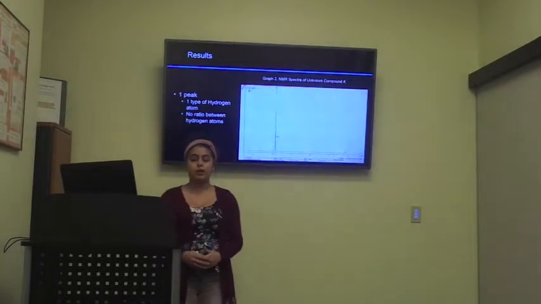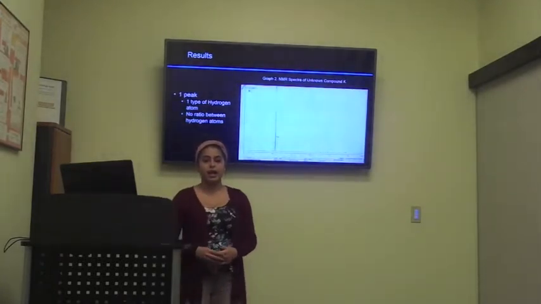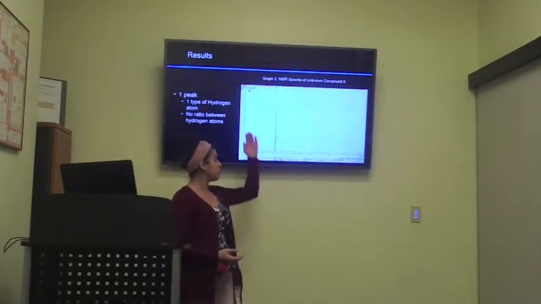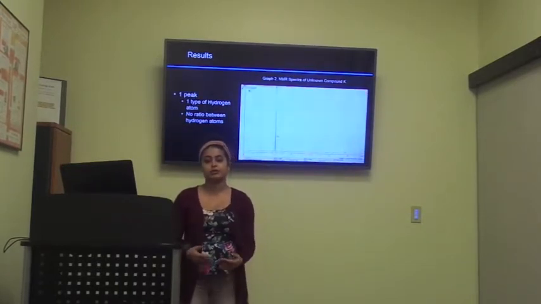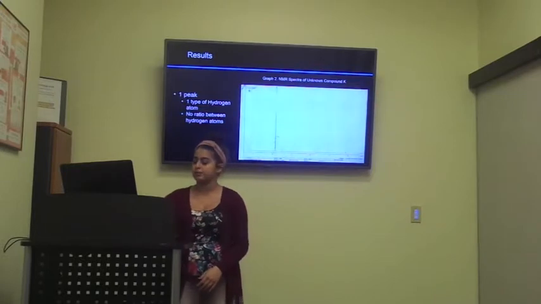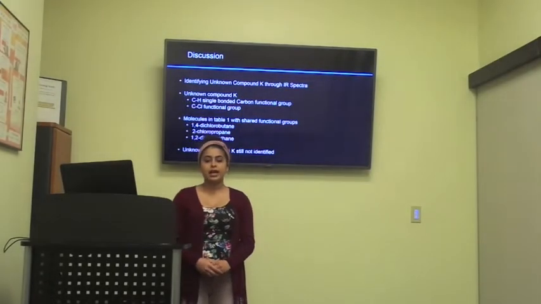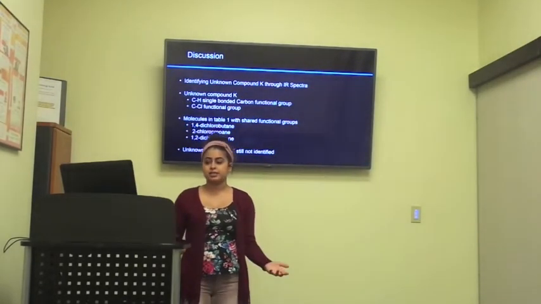Graph 2 shows the NMR spectra of our unknown compound K. Now, in this spectra, we see there's only 1 peak here. So if there's only 1 peak, that means there's only 1 type of hydrogen atom, and there's no ratio between the hydrogens. So now we can identify what our unknown compound K is.